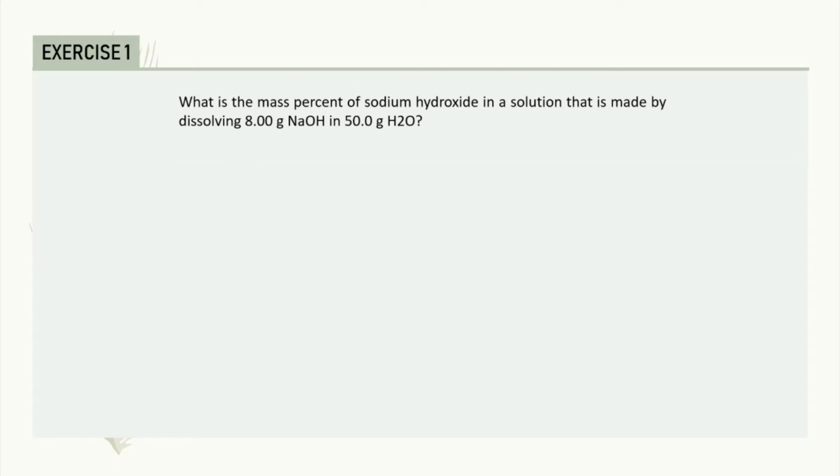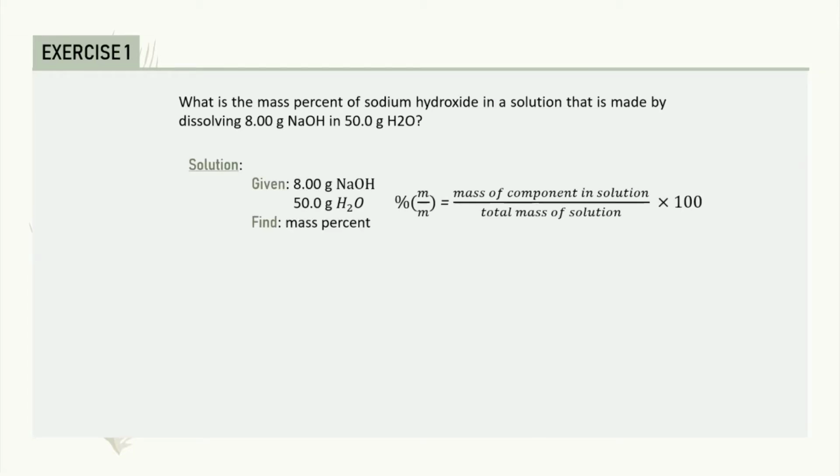Exercise 1. What is the mass percent of sodium hydroxide in a solution that is made by dissolving 8 grams of sodium hydroxide in 50 grams of water? Given 8 grams of sodium hydroxide and 50 grams of water. We are going to find the mass percent of sodium hydroxide in a solution using the formula of mass percent. Because we're going to find the mass percent of sodium hydroxide in a solution, the mass of component in solution would be the 8 grams of sodium hydroxide.